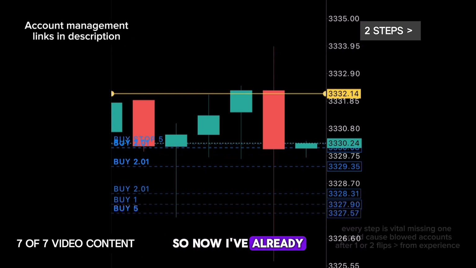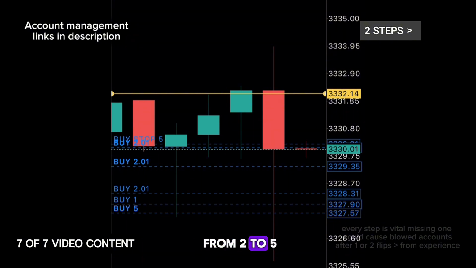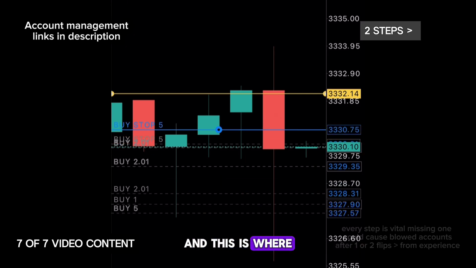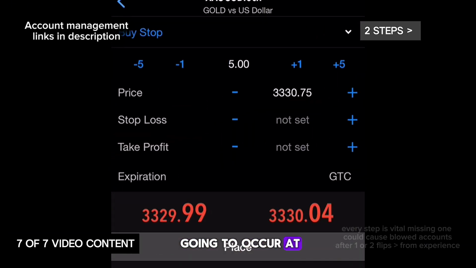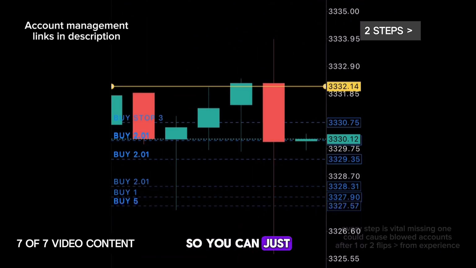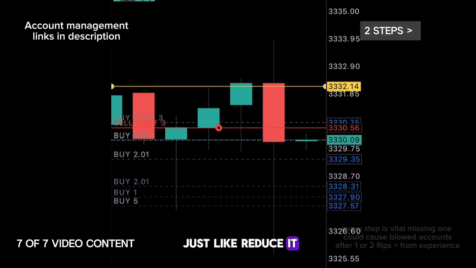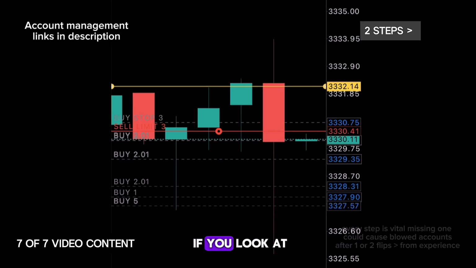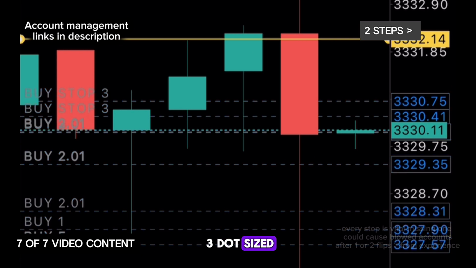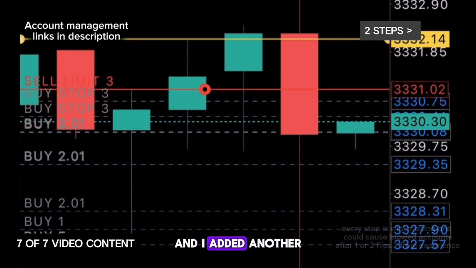So now I've already upped the lot size from 2 to 5, because at this point in time is where the real breakout is going to occur. So now that I've increased it to 5, I want to keep using that 5. You can just enter that 5 or just reduce it, something like that. And if you look at that point there, you can see that 5 did not enter. That was why I reduced it to 3 lot size there, and I added another 3 lot size.